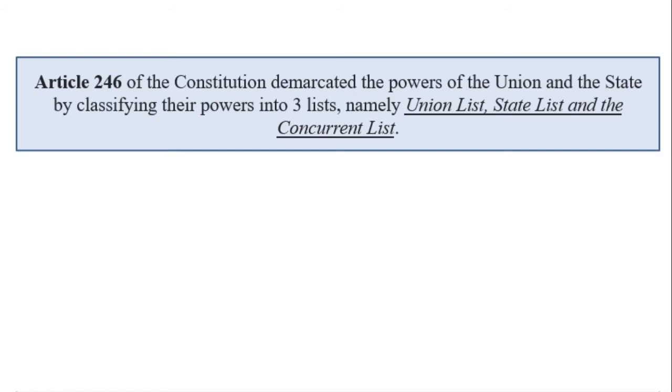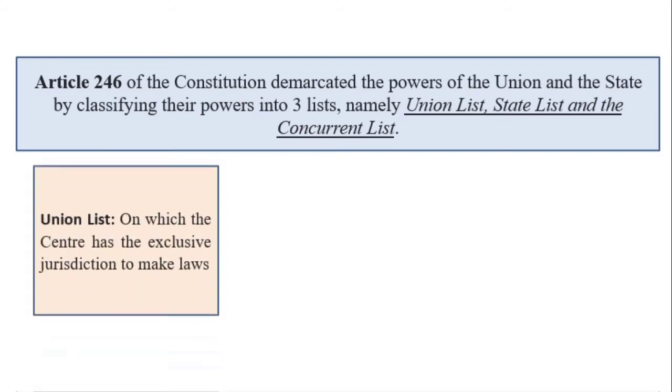Now Article 246 of the Constitution demarcated the power of the Union and State by classifying their powers into three lists. So it is the Union list, the State list, and the concurrent list. Union list means it is a list on which the center has the exclusive power to make laws. That means only the center can make laws related to the things which come in the Union list.